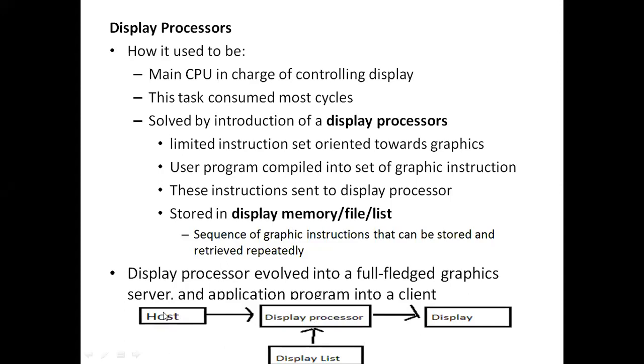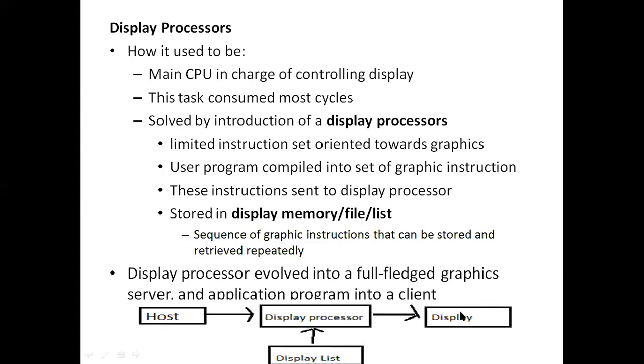There will be some user who, for the first time, will write the program. That program will be converted to a display list. For example, he may write a program for drawing a rectangle. That program will be compiled, called a display list, and placed in the memory of the display processor, and he will display that.